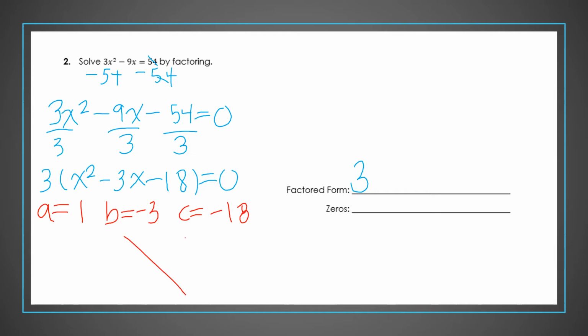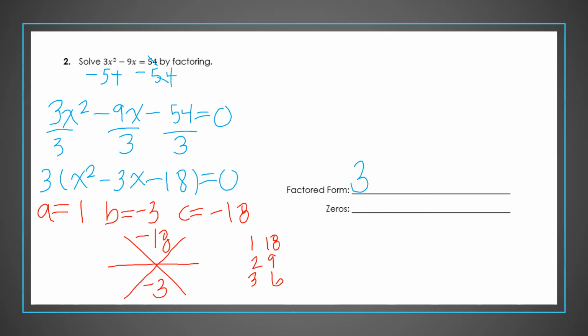Let's do our star. Up top, we're going to do a times c, which is 1 times negative 18, so that would be negative 18. And the bottom is negative 3, which is our b value. We're going to think about factors of 18. So we have 1 and 18, 2 and 9, 3 and 6, 4 doesn't go into it, 5 doesn't go into it, and then you're back at 6. So these are your only 3 factors of 18.